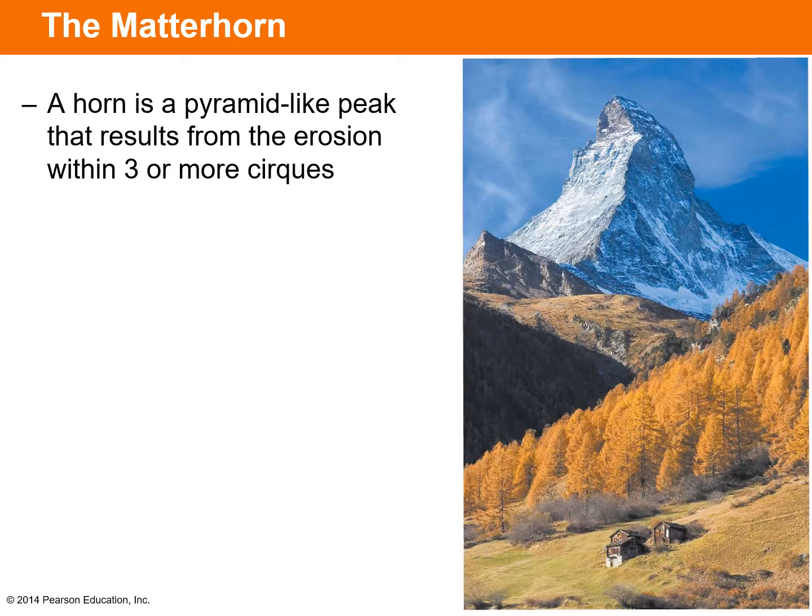So a horn is another landform created by glacial erosion, and it is basically a pyramid-like peak that results from the erosion within 3 or more cirques. So if you have 3 or more glaciers, and the head of those 3 or more glacial valleys are being carved out by cirques, then ultimately you're left with a pyramid-like peak. And the Matterhorn, displayed here, aptly named, I suppose, is a really good example of a horn.